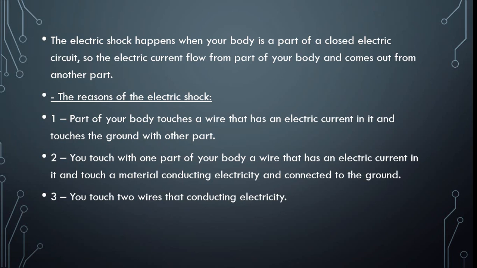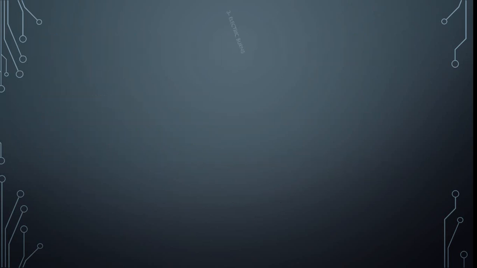The second reason is when you touch a wire that has an electric current in it, and definitely a non-insulated wire, and touch a material conducting electricity, and this material is connected to the ground. So also in this case your body is a part of a closed electric circuit. The third reason is when you touch 2 wires that are conducting electricity.